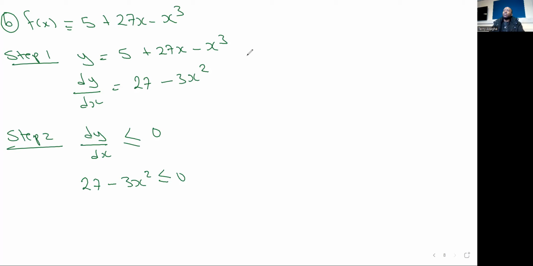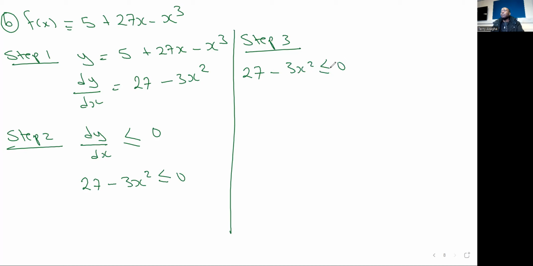Okay, so we go straight to step 3 now. All right, so we have to simplify. So it's a quadratic inequality. So you have 27 minus 3x squared is less than or equal to 0. Any way you want to do it, you can take 27 to the other side. So you have minus 3x squared is less than or equal to minus 27. We divide both sides by minus 3 now.